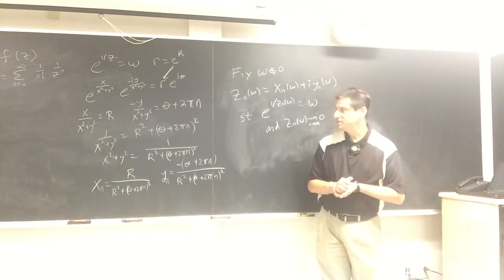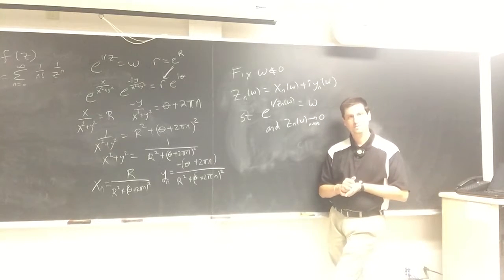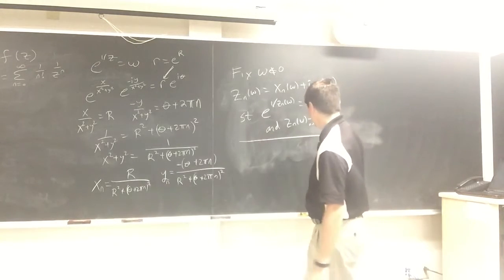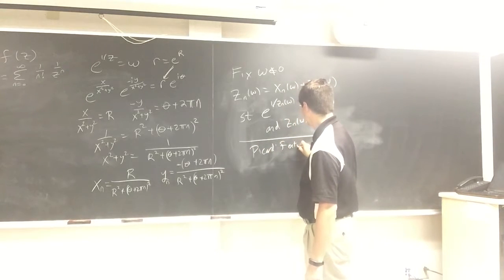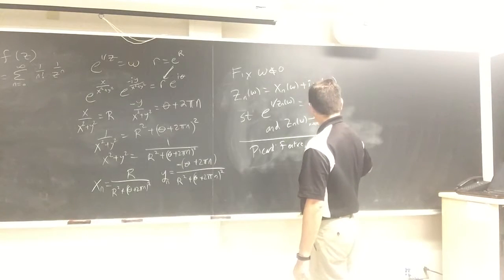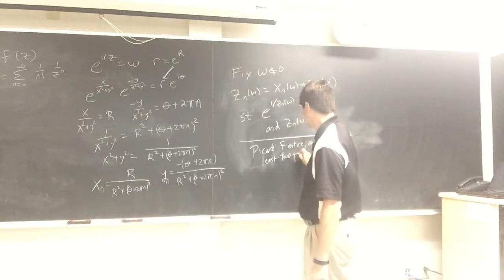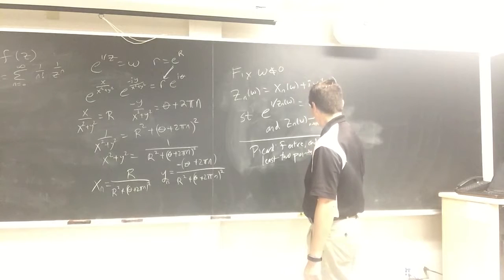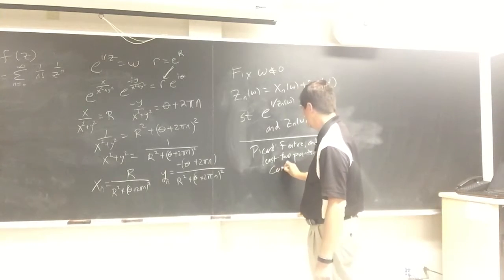Now, there's an amazing result, it's Picard's theorem, that says if you have a complex valued function that omits 2 values, it must be constant. So Picard: let's say f is entire and f omits at least 2 points, then f is constant.